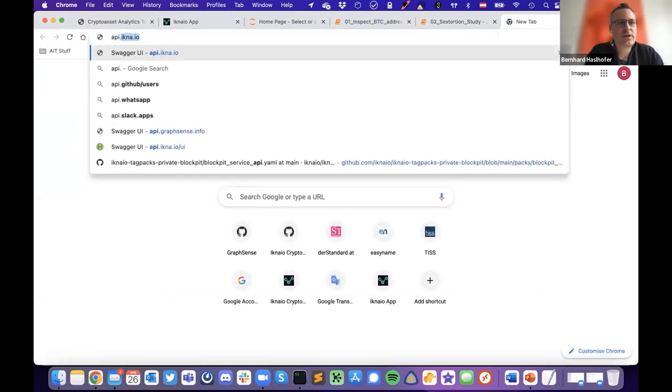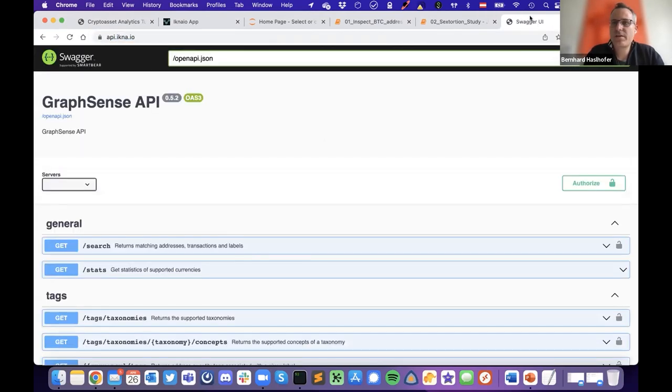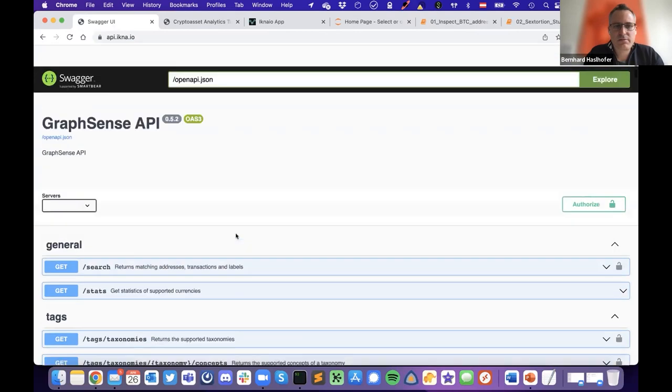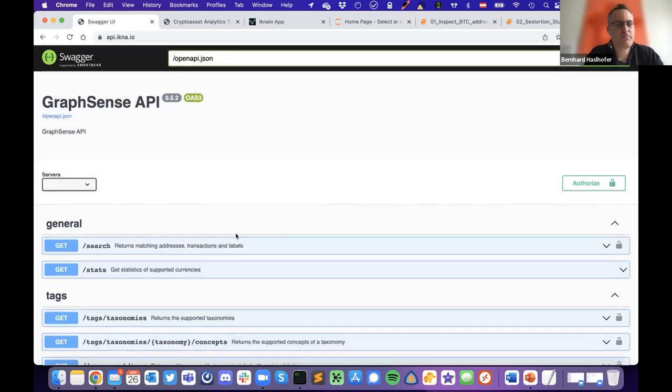If you go to api.ignio, you find an instance of our GraphSense API and the available API methods you can call from whatever client environment you want. The GraphSense API also follows the OpenAPI standard. That means you can also compile a client in many other languages. We did it for Python, and I think also have an R client, which is, I think, a bit outdated, but we're working on this.